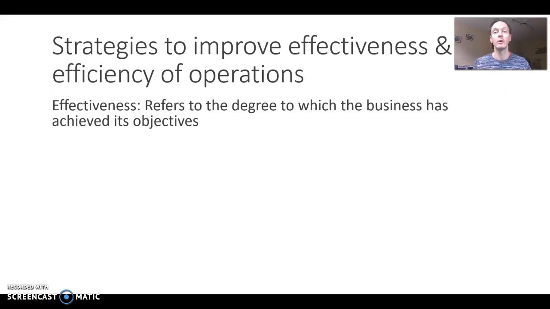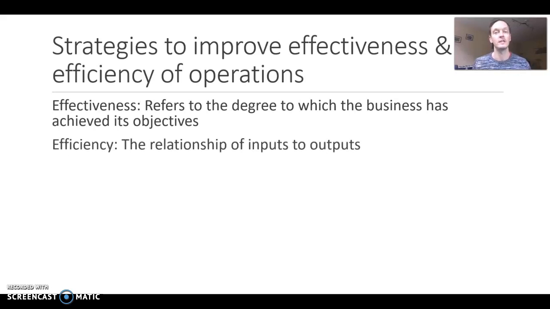All right, so anytime you're asked to explain how a particular strategy achieves or improves the effectiveness of operations, you've got to show how that improves the achievement of a specific business objective, such as increase market share, increase profit, so on and so forth. So effective rhymes with objective, and that's what that one's all about.